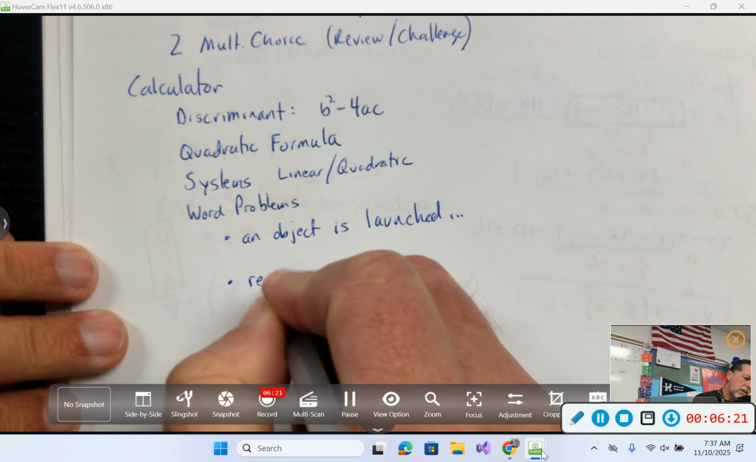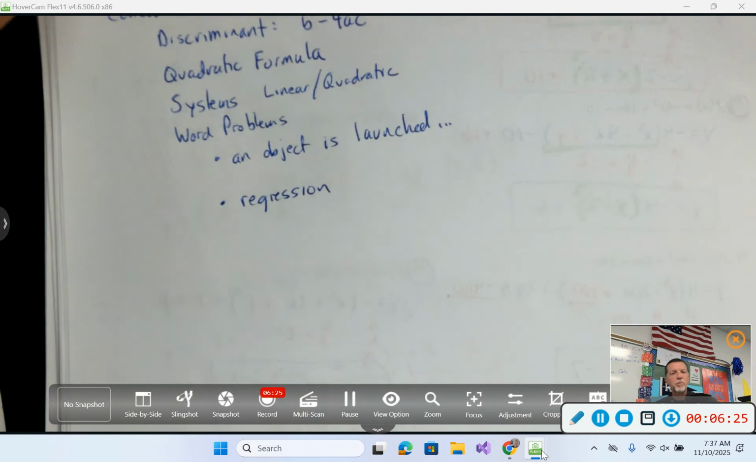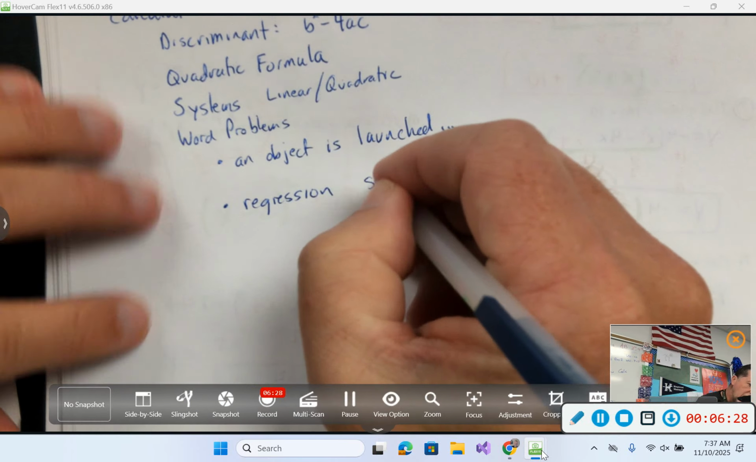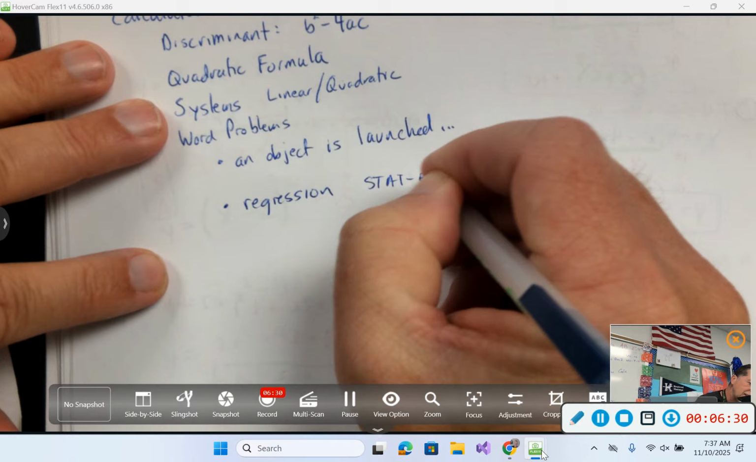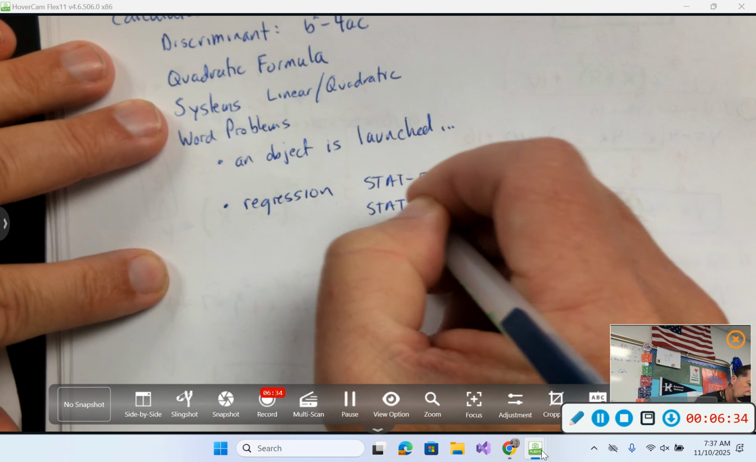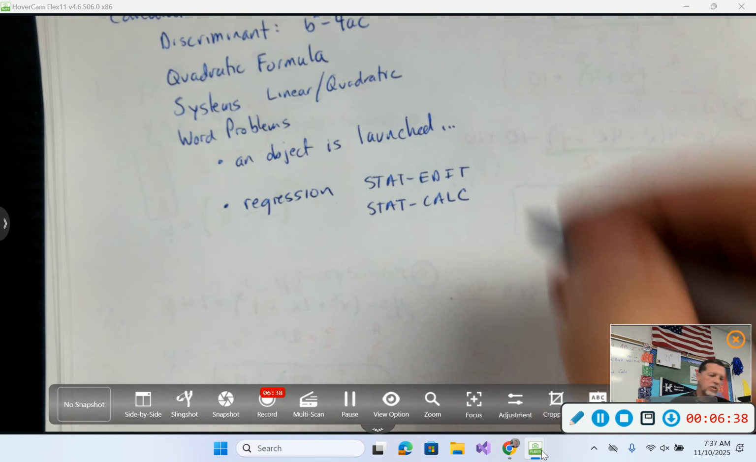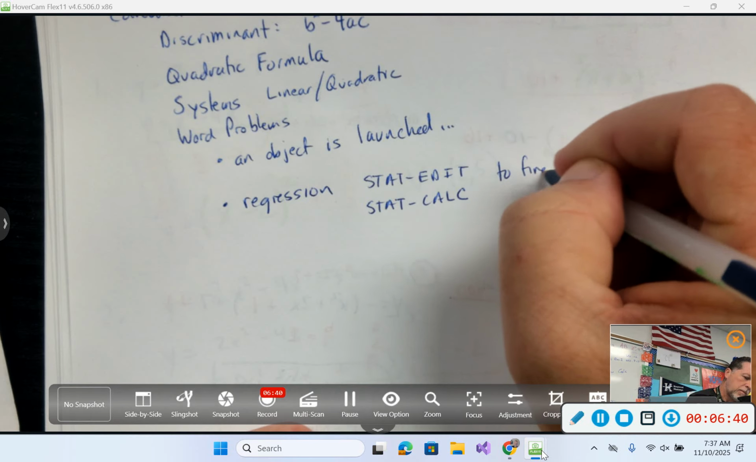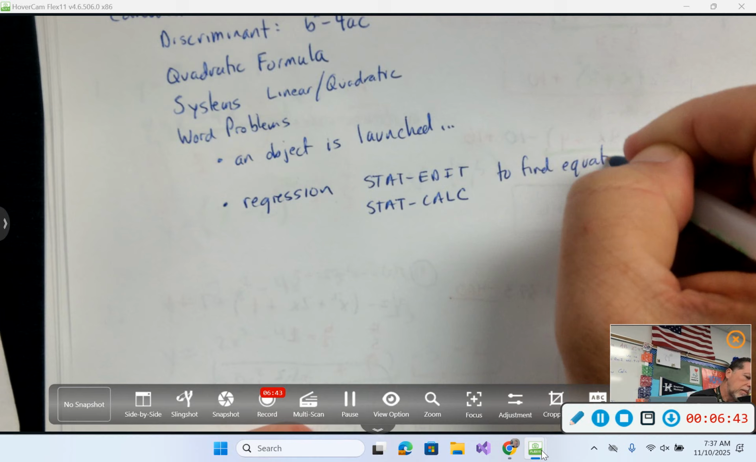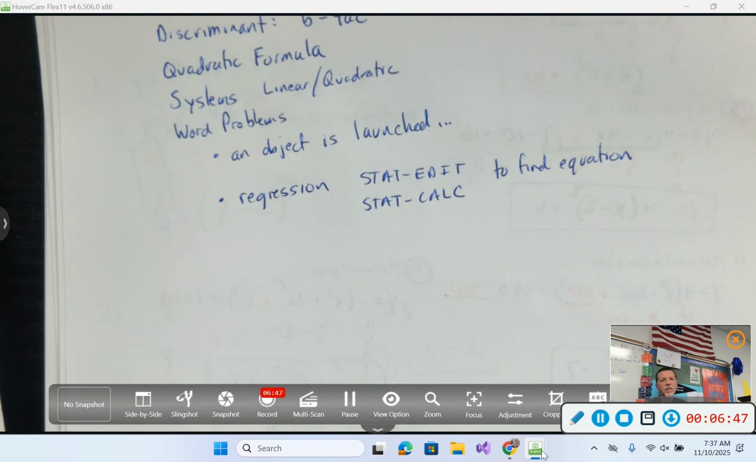And then one regression question. It's not even called a regression, but that's when you use the stat edit and the stat calc to find the equation. We give you data points, you come up with the equation, and then we can ask you questions once you have the equation.